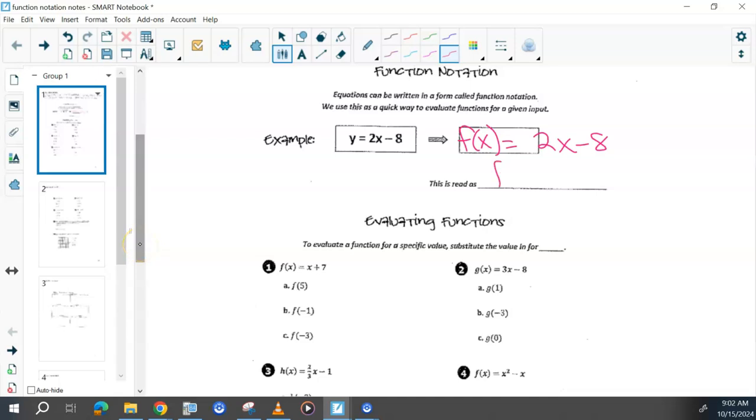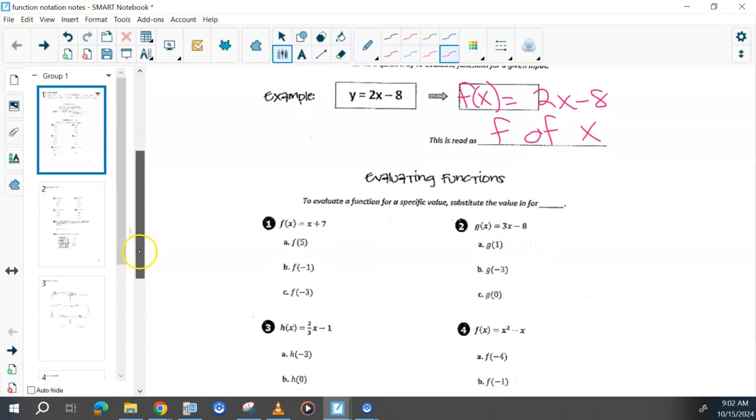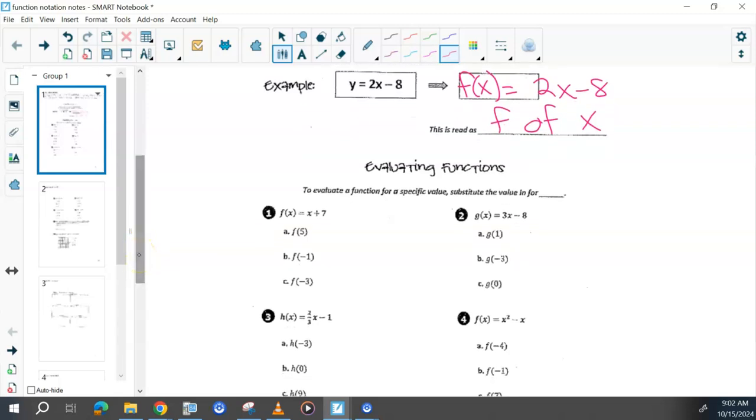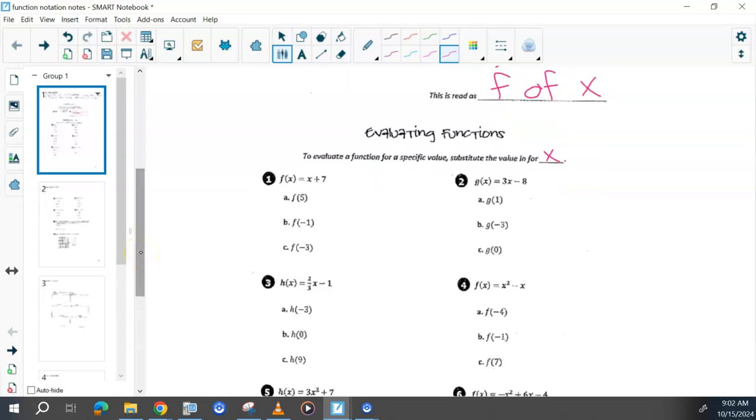So when you read this, it's f of x. But you might also see g of x, h of x, j of x. That part doesn't matter. It's the same thing. They're just changing that letter. So when we evaluate in function notation, we're going to substitute the value in for x. So to do this, we have an equation. We're going to do each of these for this equation, for this function. F of 5 means I'm putting 5 in for all of my x values.